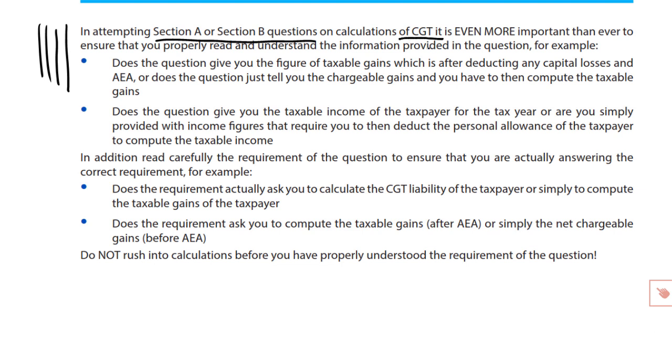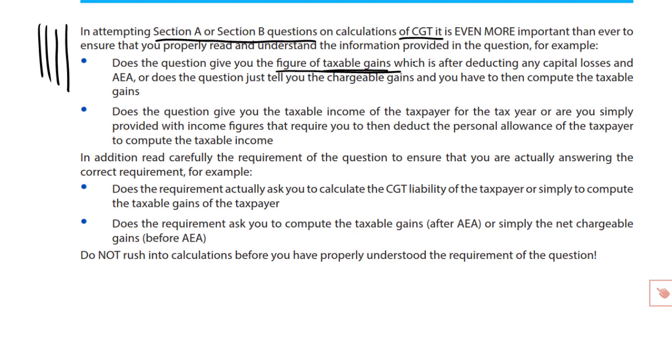So, CGT is likely to be in some of the questions in section A and one of the 10-mark questions in terms of section B. Very important, as we've said, to ensure that you properly read and understand the information provided in the question and, of course, its requirement. So, for example, does the question give you the figure of taxable gains? Now, the question we've just done, I got you to work out the individual gains, and you might have to do that in an exam question.